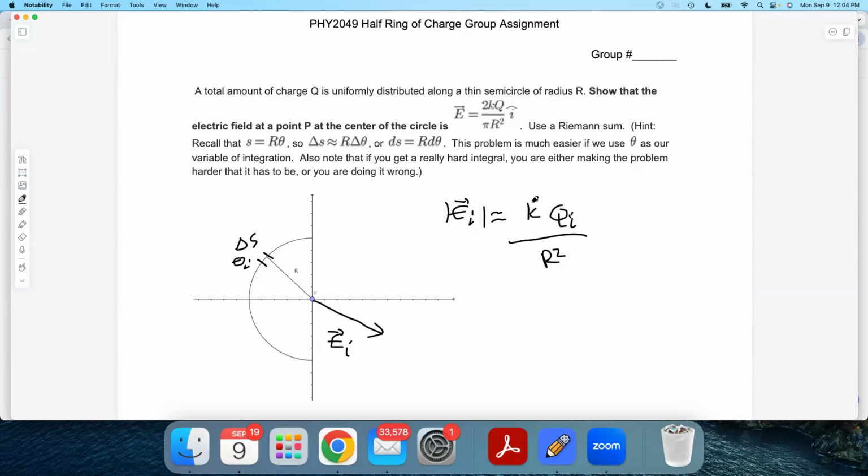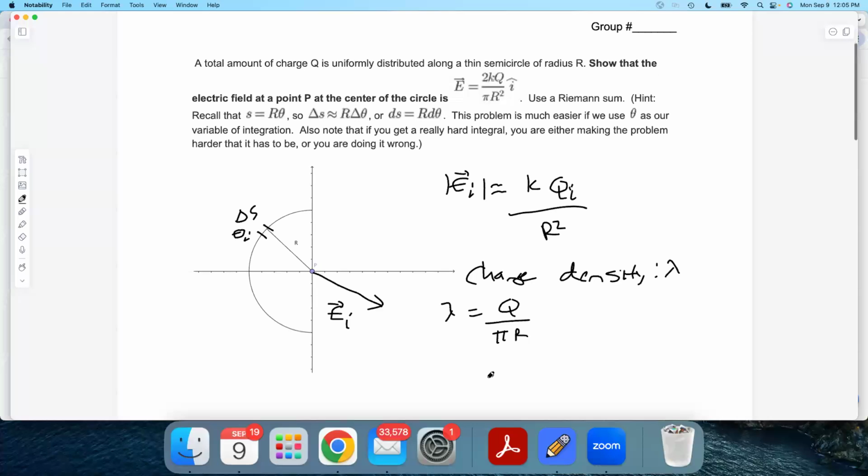Now, we've got to find QI, how much charge lives in there. Well, my total charge all the way around here is Q. So my charge density, let's call that lambda, will be the total charge Q divided by the total length. Well, my total length here will be half a circle, pi r. So that's my charge density.